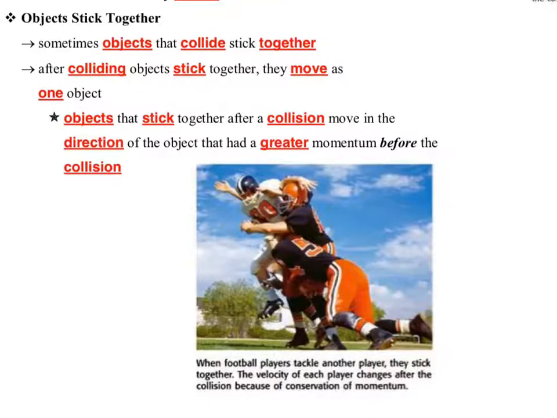So when we're looking at two colliding objects that end up sticking together after they collide with each other, we can predict the direction that they will move after the collision if we know the momentum that each object had before they collided. The object that has more momentum before a collision, where the objects stick together, will force those two objects to move in that same direction. So there will surely be a change in the speed of the objects, but we can make a prediction about what direction objects will move based on their momentum before a collision.